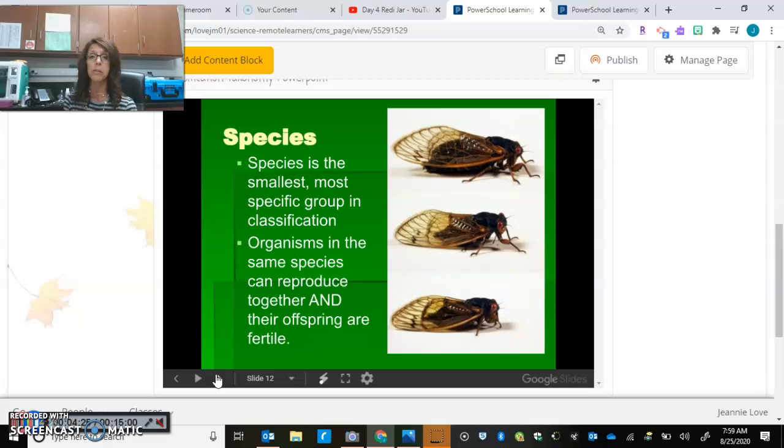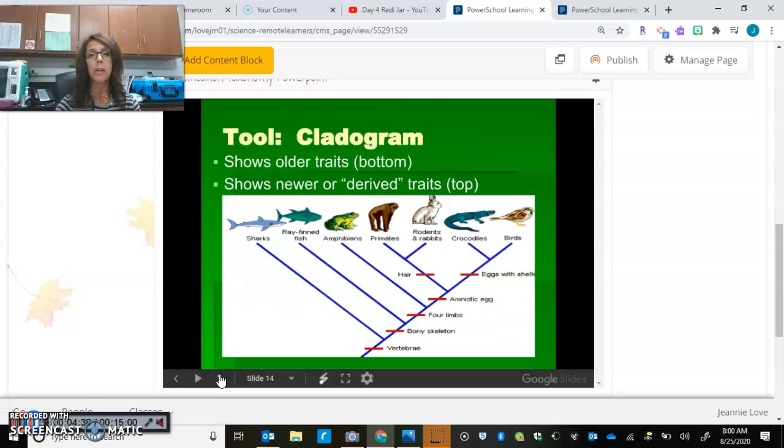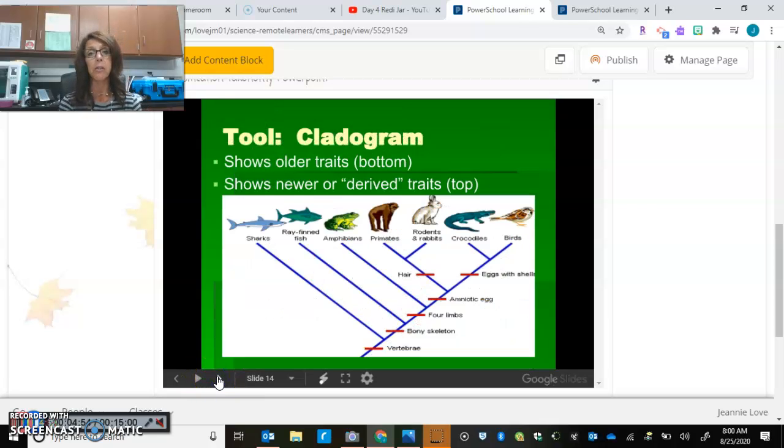Species is the smallest, most specific group in the classification. Organisms in the same species can reproduce together and their offspring are fertile. You have to be in the same species to reproduce. So we put things together. We show a family tree that classifies organisms by their evolutionary history. We are most similar to the people we evolved from. And we set up a cladogram to show that the older traits are at the bottom and the newer traits at the top. We slowly evolve over time.